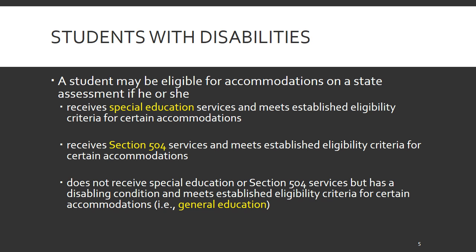Students with disabilities. A student may be eligible for accommodations on a state assessment if he or she receives special education services and meets established eligibility criteria for certain accommodations, receives Section 504 services and meets established eligibility criteria for certain accommodations, or does not receive special education or Section 504 services but has a disabling condition and meets established eligibility criteria for certain accommodations.